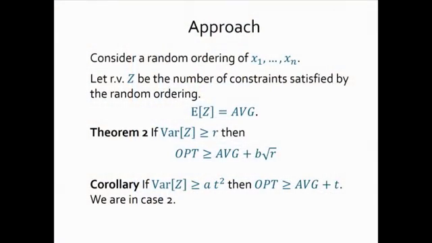And what this theorem shows is that actually, in this case, for this random variable Z, we still have a guarantee that Z attains values that are considerably larger than average. And now, as a corollary, we get that if the variance of Z is at least h squared, then the optimum is greater than average plus t. So we are in case 2, and we know that the answer is positive. So this is our plan.